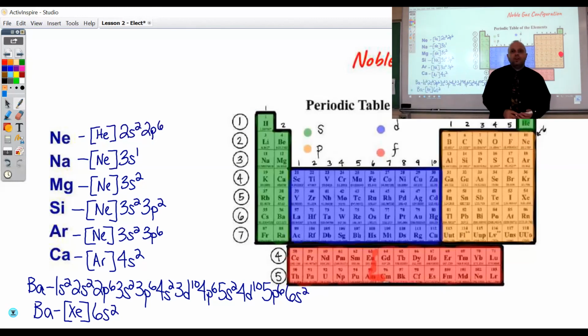Okay, that completes our lesson on electron configuration. Please try both parts of the homework. Numbers 1 through 12, you will be writing out full electron configurations. Numbers 13 to 24, you will be using the noble gas shortcut, which will save you a lot of time and energy.